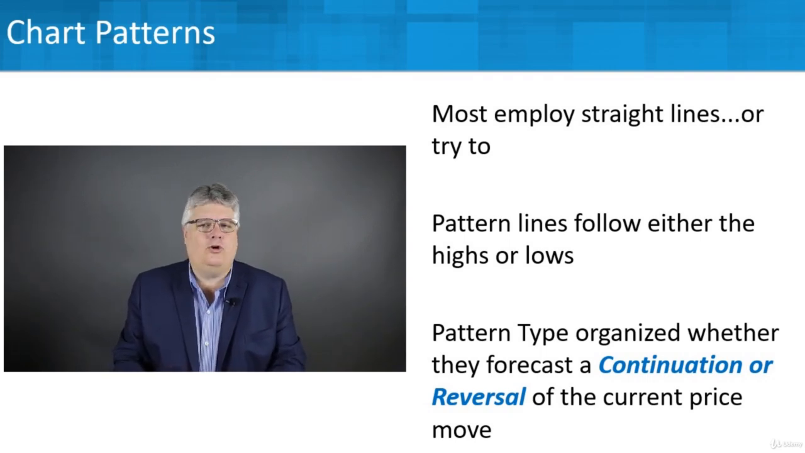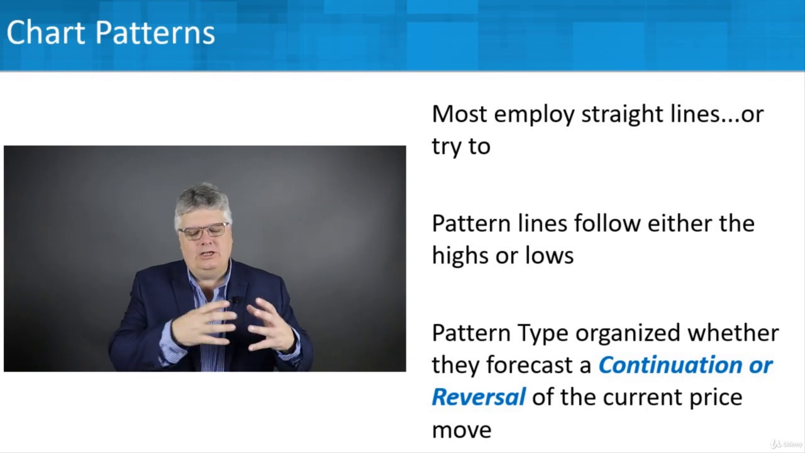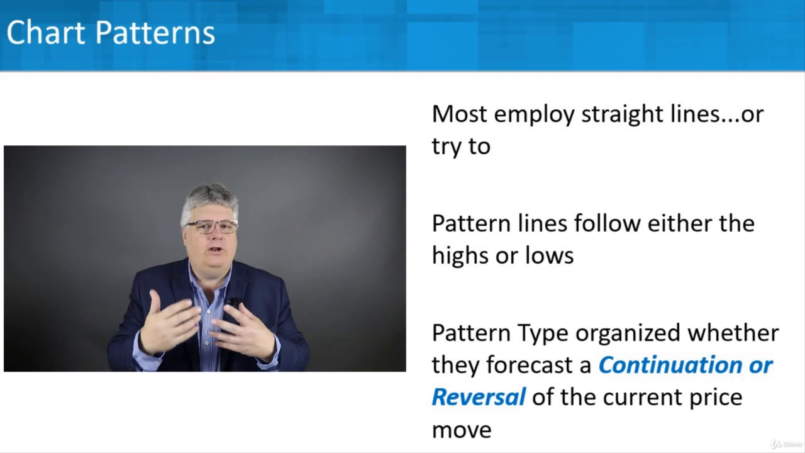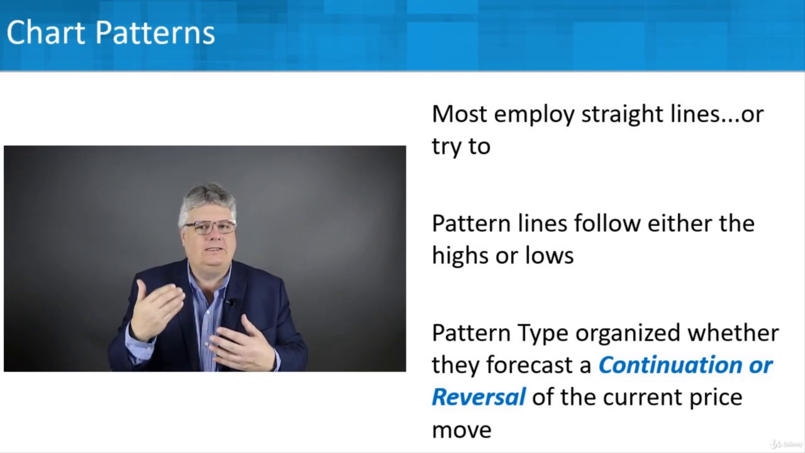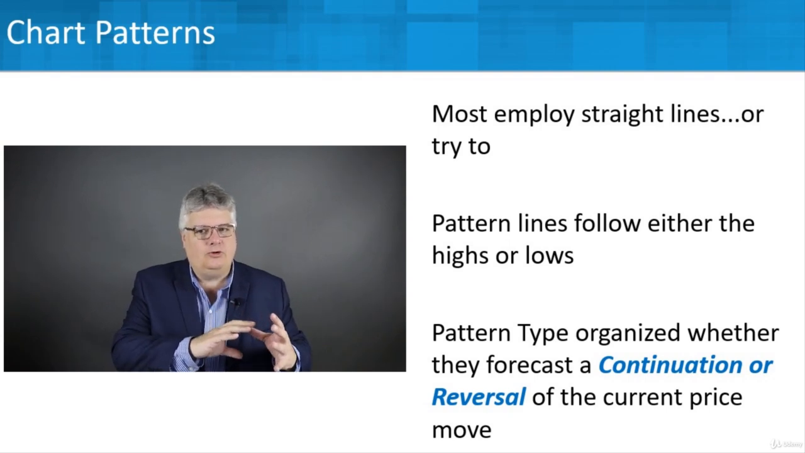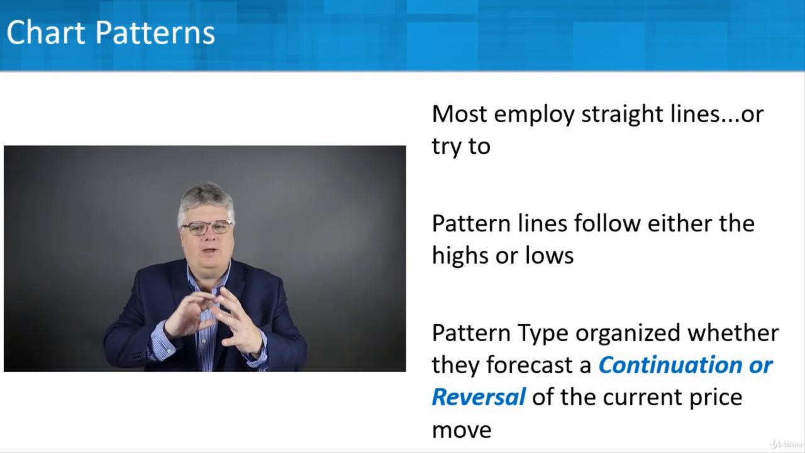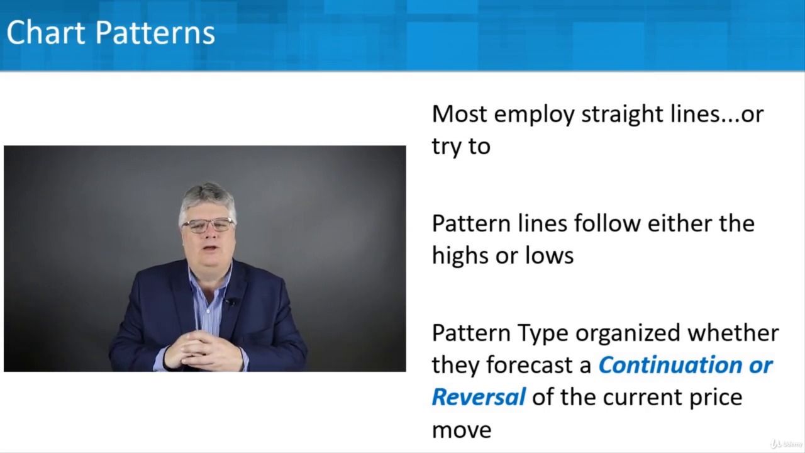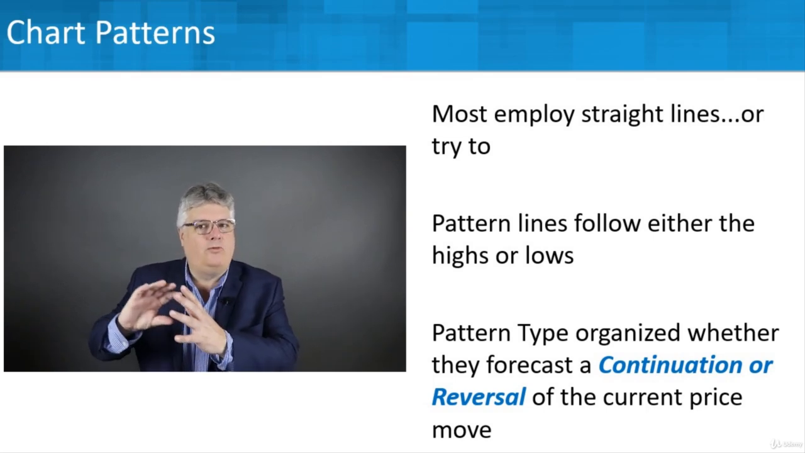And pattern types are organized by whether they indicate a continuation or a reversal of the current price move. So the idea is you're seeing a trend, either upwards or downwards, and you want to look at the pattern that's developing and see, when you recognize that pattern and maybe trade around it, is it going to continue? Let's say it was an uptrend. Is it going to continue in that uptrend? If we've already bought, we might want to keep holding until it gets to a reversal point, or maybe we want to buy now and ride that uptrend.